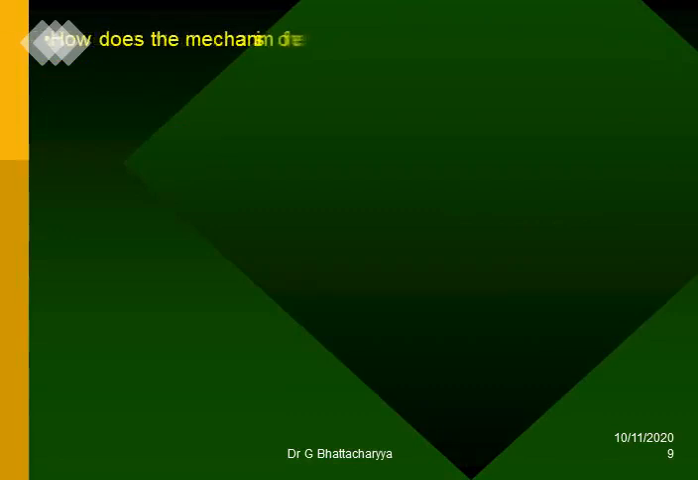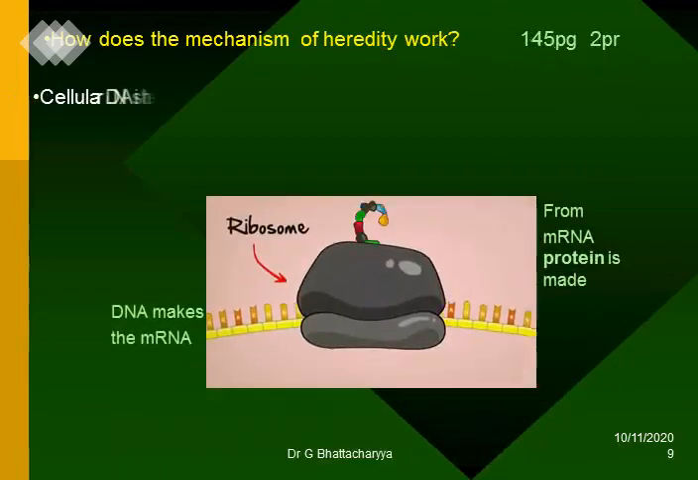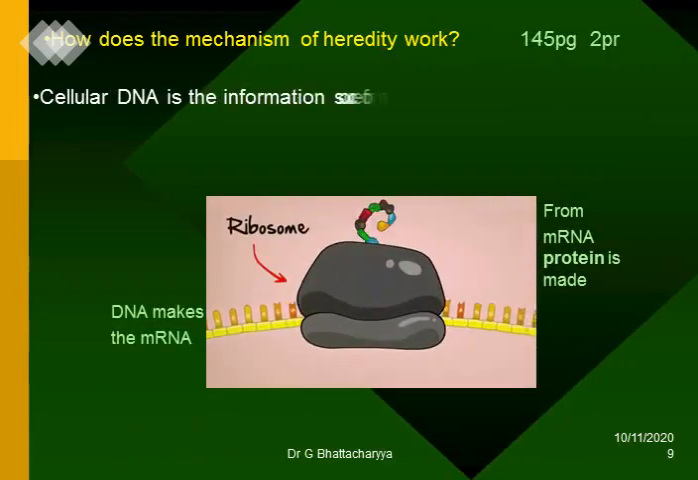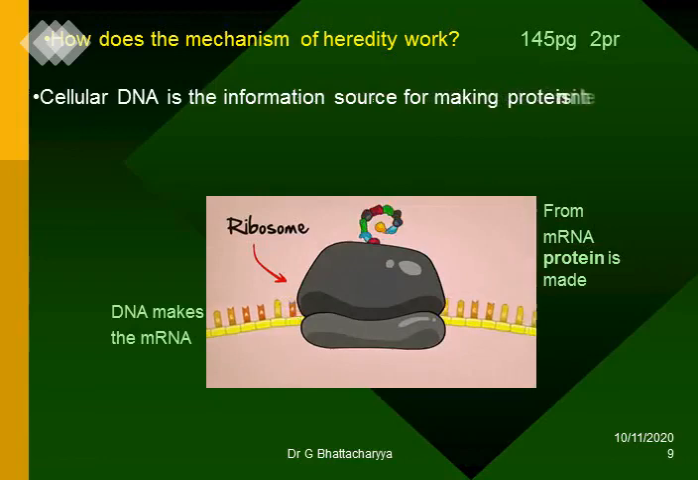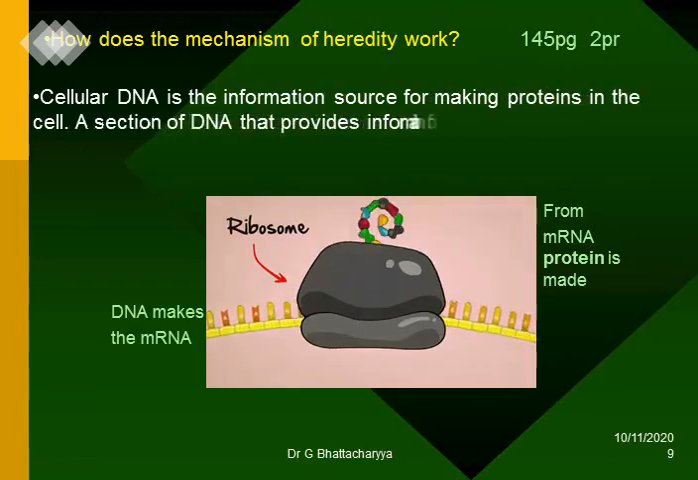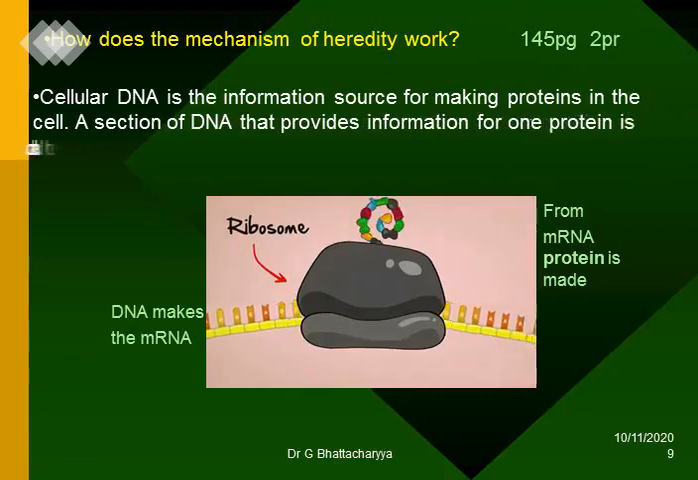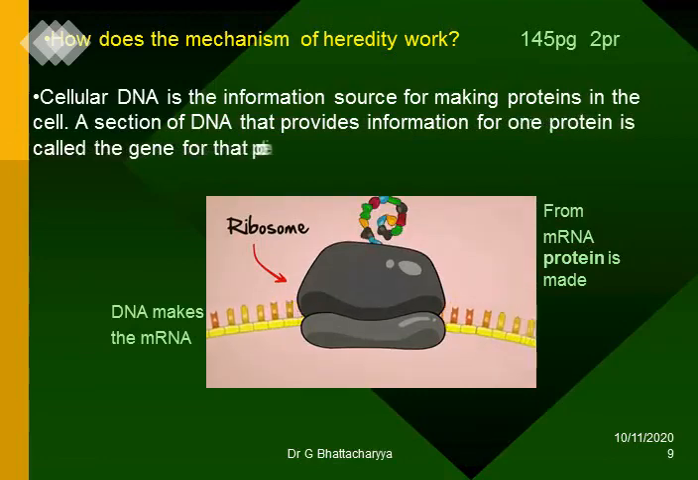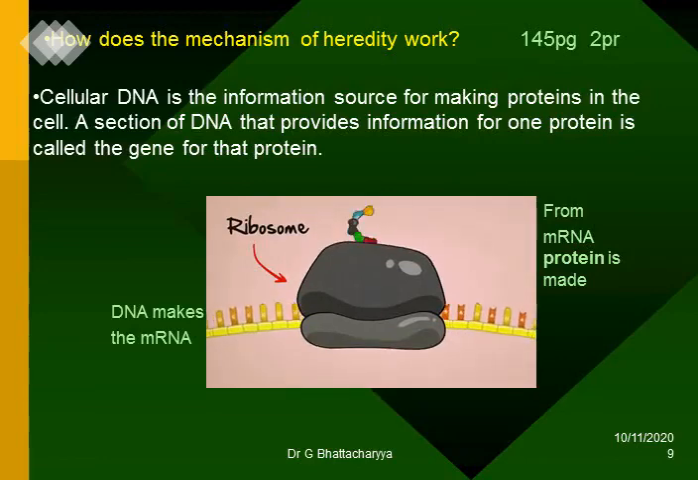How does the mechanism of heredity work? Cellular DNA is the information source for making proteins in the cell. A section of DNA that provides information for one protein is called the gene for that protein. Here we can see DNA makes the mRNA, and from the mRNA at ribosome, protein is made.